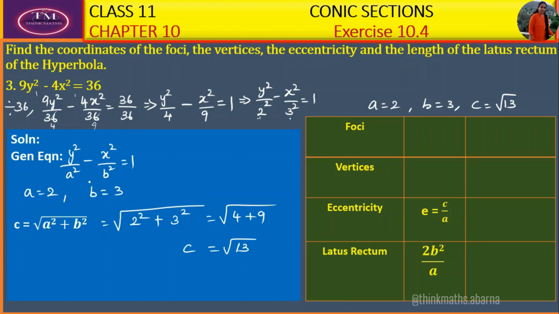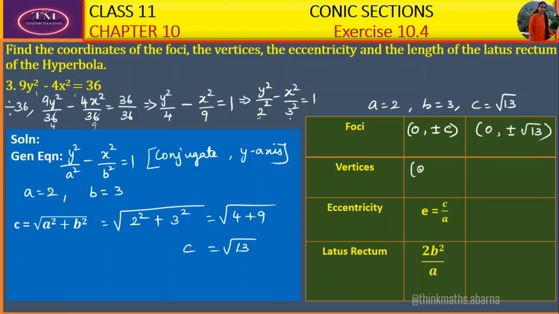So now if you check this general equation, it is nothing but the conjugate axis. Conjugate means it is the y-axis. So on the y-axis, the foci will be 0 comma plus or minus c, so it is 0 comma plus or minus root 13. The vertices will be 0 comma plus or minus a, so it is 0 comma plus or minus 2. Eccentricity is c by a. c is root 13, a is 2, so root 13 by 2.